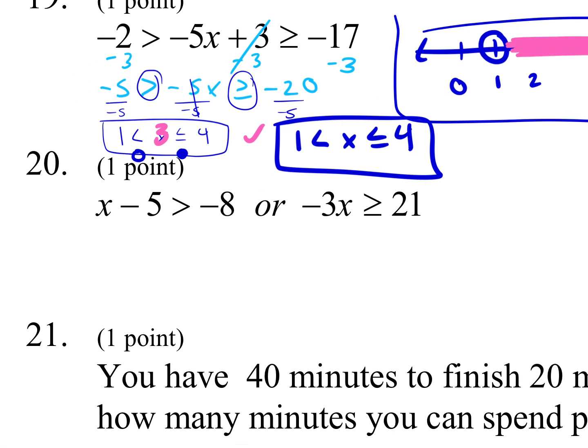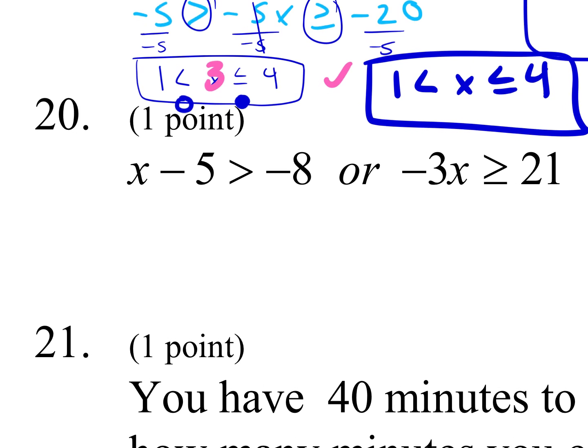All right, with 20, we're going to do the same thing. Again here, instead of it being like 2 parts in 1, we just have them separate. But we're going to do the same thing. I just need to isolate each of my x's. So what would I have to do in the first equation? Add 5 to both sides.